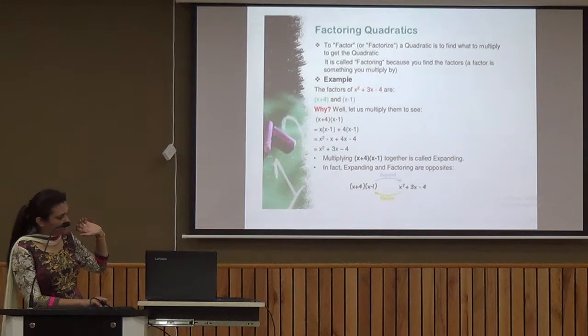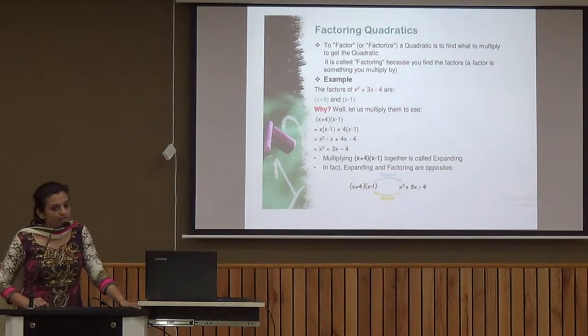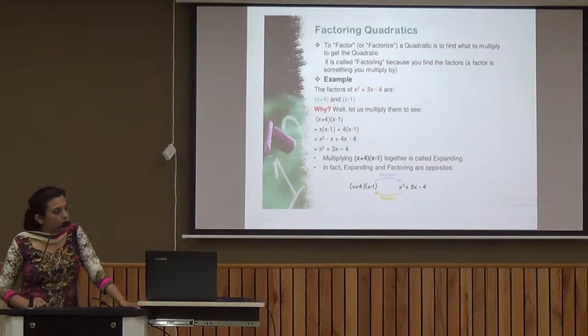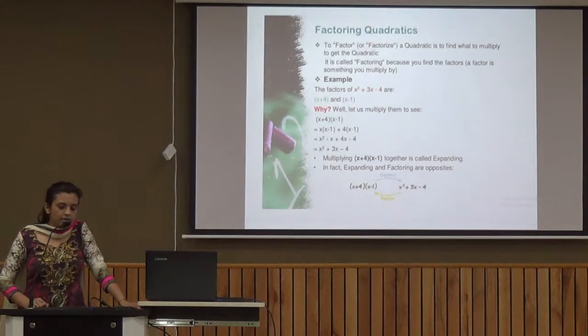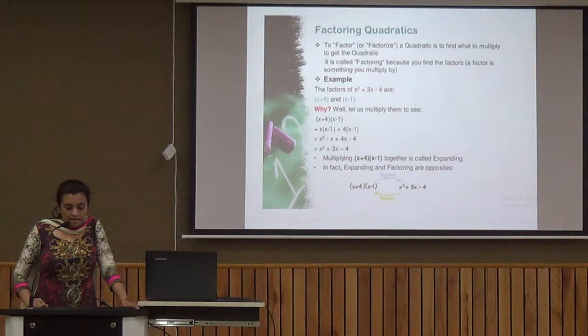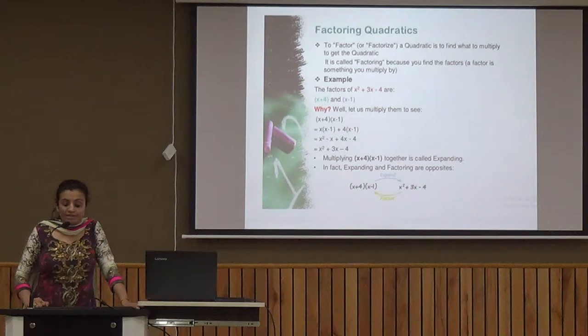If these are the factors, then what will be the value of x? Yes, x plus 4 equal to 0, and you get x equal to minus 4, and x minus 1 equal to 0, and you get x equal to 1. Let us multiply them to see x plus 4 into x minus 1. On multiplication, you get x square plus 3x minus 4.